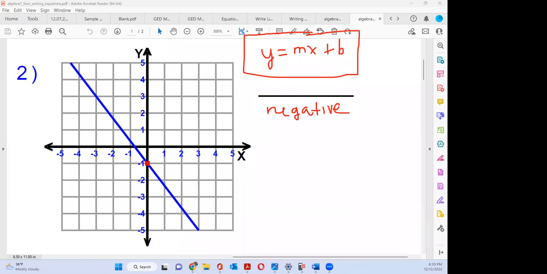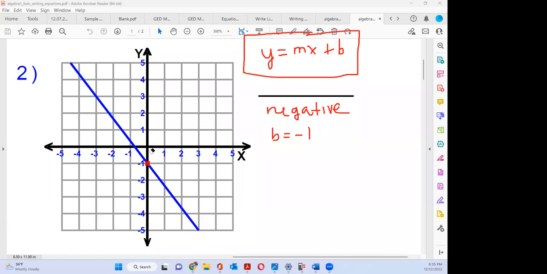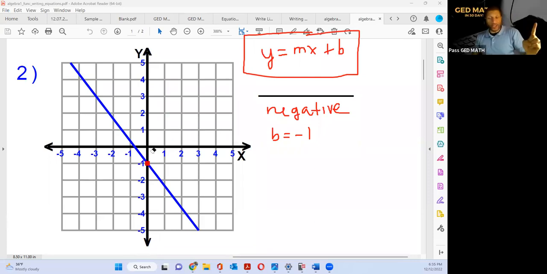Where does this line cross the y-axis? At -1. Where does it cross the y-axis? -1. So my y-intercept is -1. Does everybody understand that? Yes. So the first thing you should be getting familiar with is whether the slope is positive or negative, and what the y-intercept is.